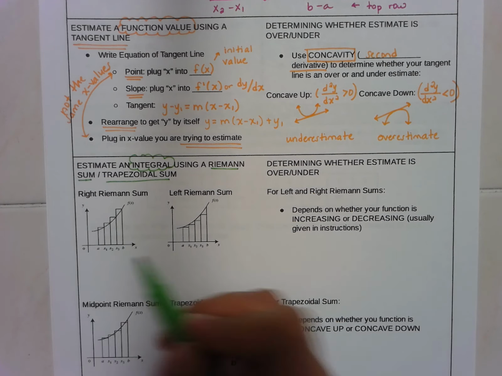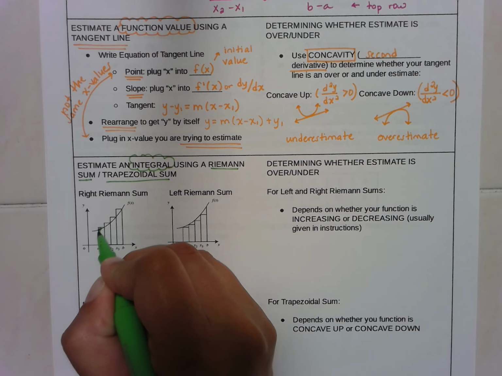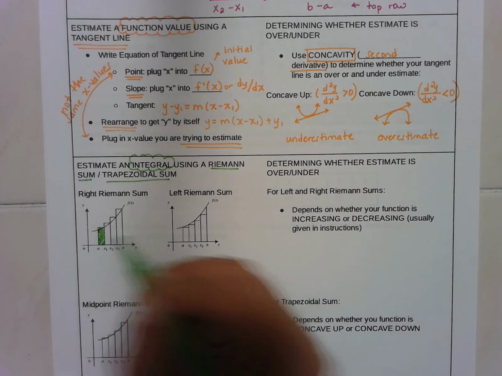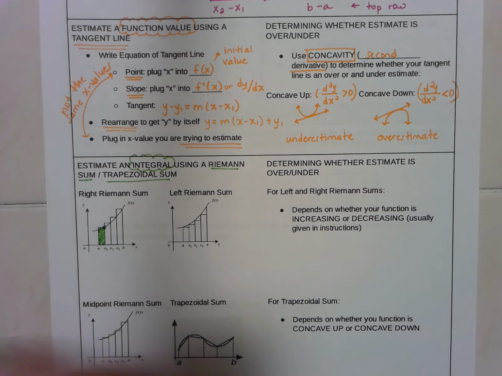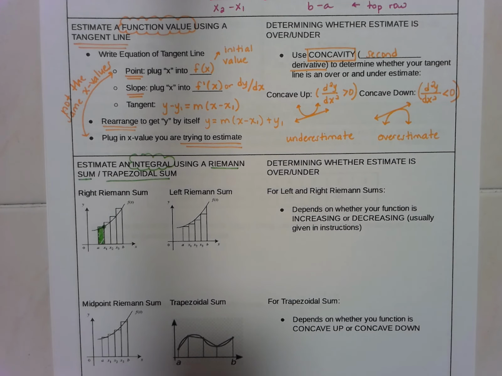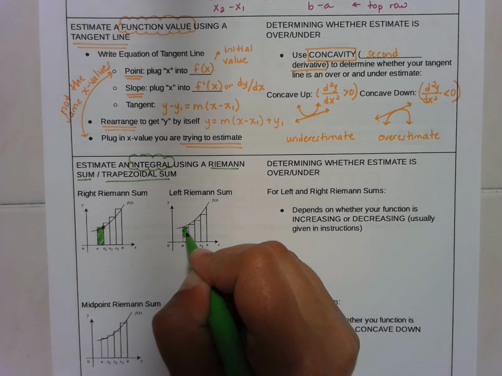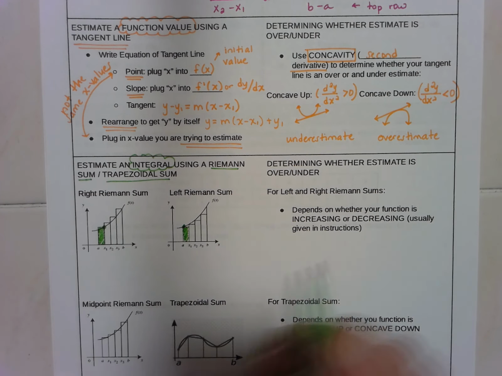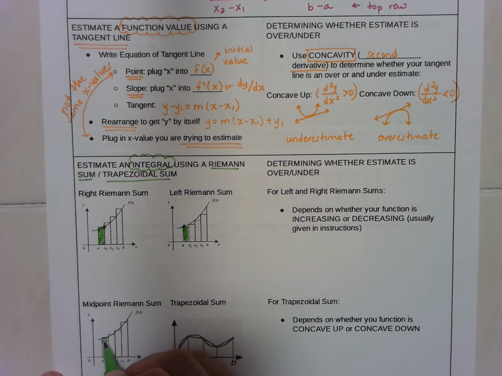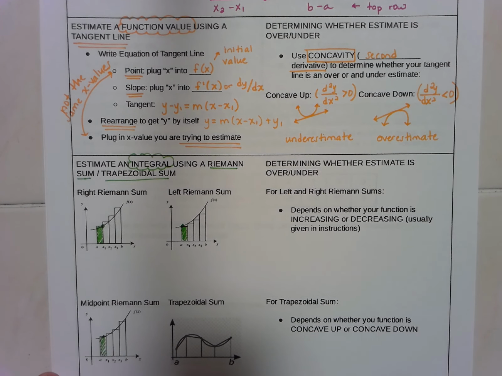So in this picture, you'll notice for all of these rectangles, if we look at one single interval, the right side of that interval is what we use to determine the height of the rectangle. In this picture, you can see a left Riemann sum. The left side of the rectangle is what we use to determine the height of the rectangle. And for midpoint, it's the middle point of the rectangle that we use to determine the height of the rectangle. Now, for a trapezoidal sum, instead of having rectangles, we have shapes that are trapezoids.